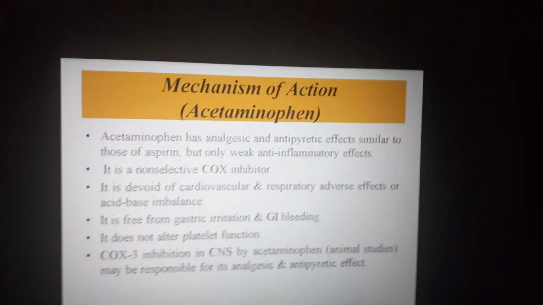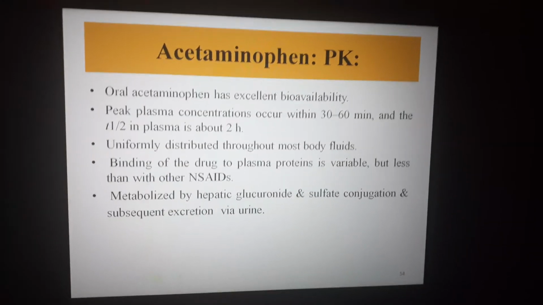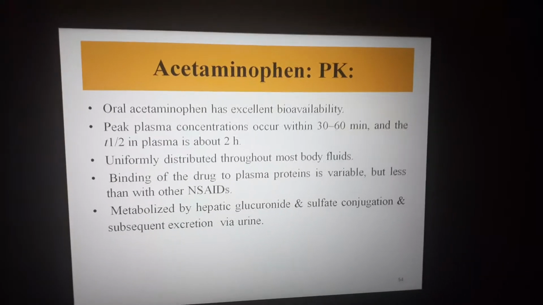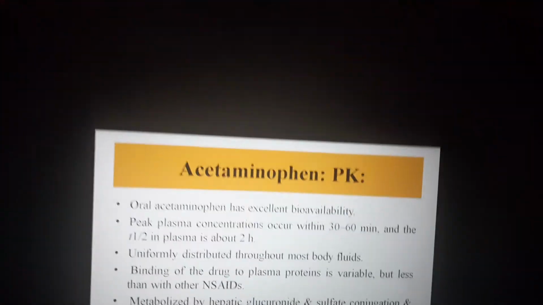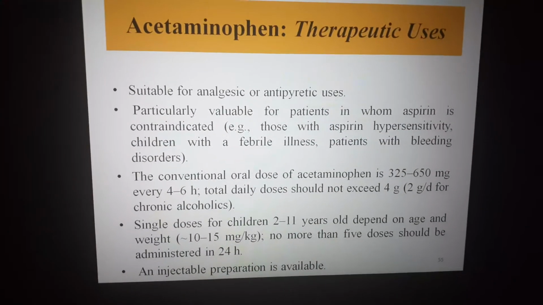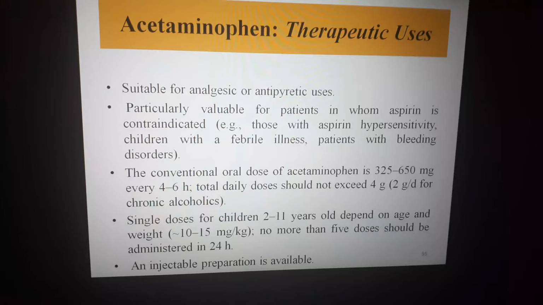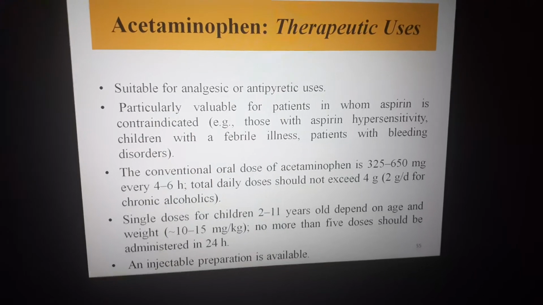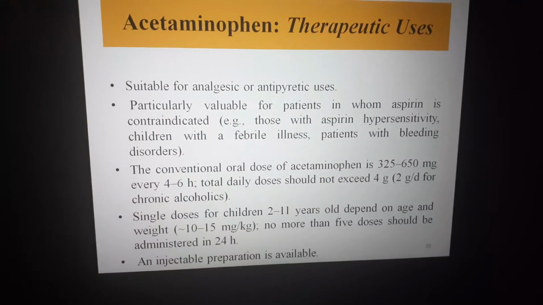So this drug paracetamol is very routinely prescribed, and it is in fact available as an OTC drug, over the counter drug, and I have mentioned in the previous slides that it has mainly analgesic and antipyretic effect with very little anti-inflammatory action. The routine dose range is 325 to 650 milligrams every 4 to 6 hours, and total daily dose should not exceed 4 grams, and 2 grams per day for chronic alcoholics. Sometimes at normal therapeutic doses in chronic alcoholics, hepatic side effects may be seen.